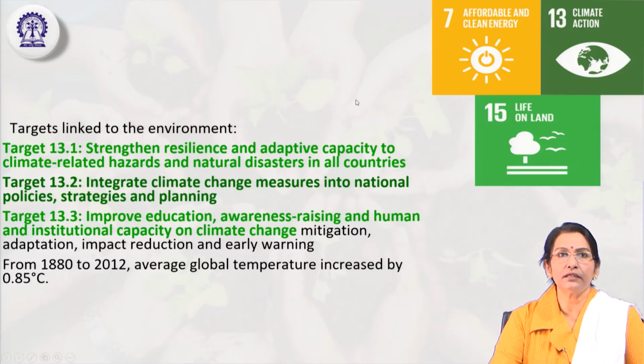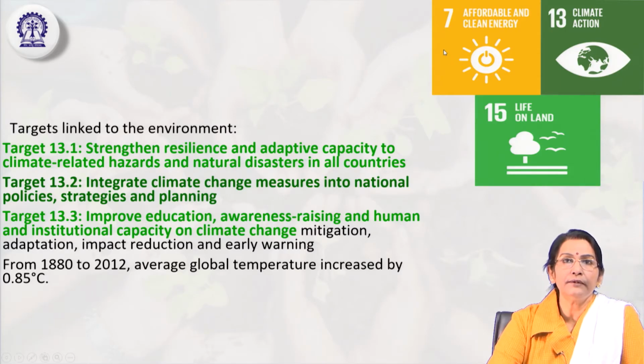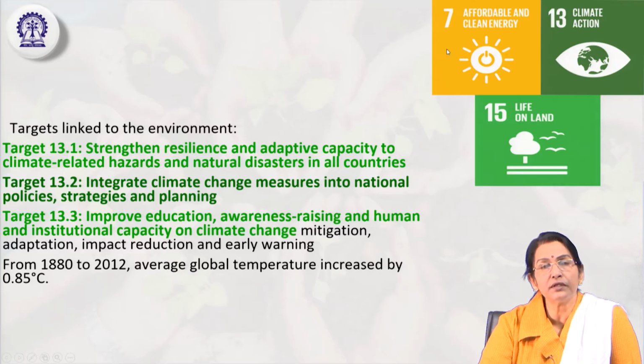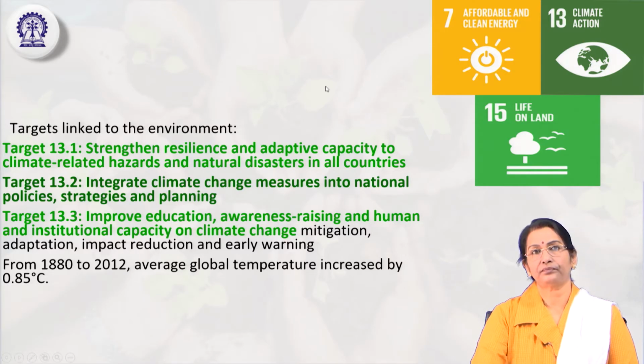The targets that focus primarily on the environment and the climate are very much related to energy sources, because energy is directly affecting the atmosphere, the land, the life of plants, the life of human beings, the pollution, the air quality, everything. So all these three SDGs are very much interlinked. Now let us focus on the targets.